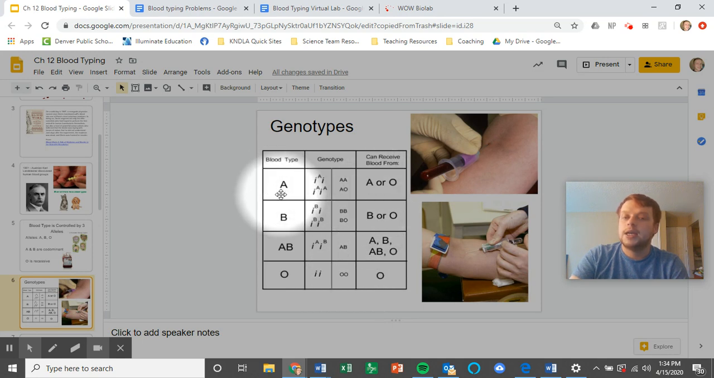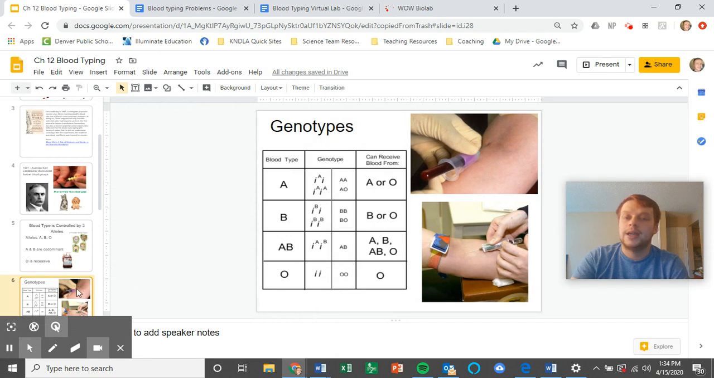People with blood type A can only receive blood from certain types. So they can receive it from people with the same blood type or type O. People with B can get it from B or O. People with type AB can actually receive blood from anyone. And people with type O can only receive blood from people with type O. And the reason for this is something called antigens that are present on the different blood types.